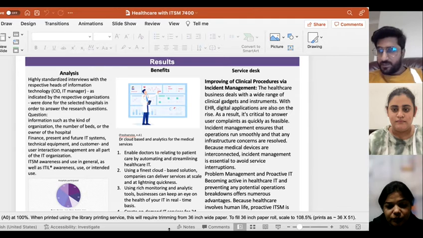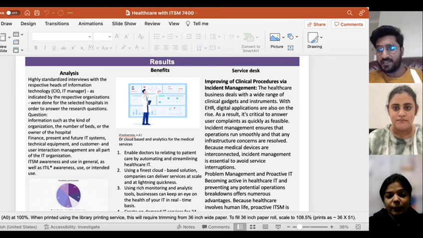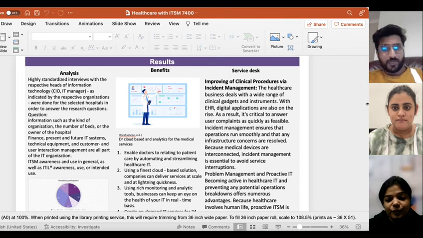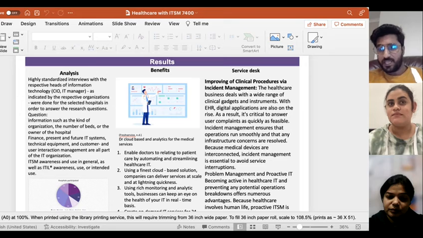Let's talk about benefits. It enables doctors to improve patient care by automating and streamlining healthcare IT. Using a cloud-based solution, companies can deliver services at scale and with lightning speed. Using rich monitoring and analytic tools, businesses can keep an eye on the health of their IT in real time. They can create on-demand IT services for 24-hour activities and a mobile workforce.